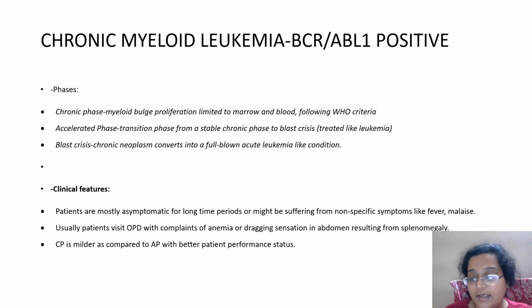Then there are certain atypical variants of the same thing. Then come chronic neutrophilic leukemias, chronic eosinophilic leukemias, and Philadelphia chromosome negative types. So today mostly what we'll be dealing with is the classical BCR-ABL1 positive.